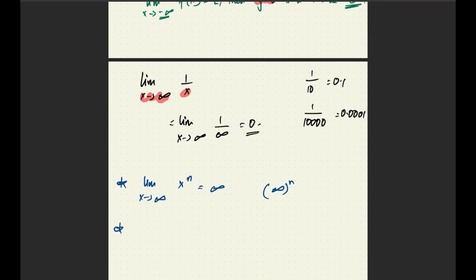Second, now when x approaches minus infinity of the same thing, x to the power n, then what would you have?